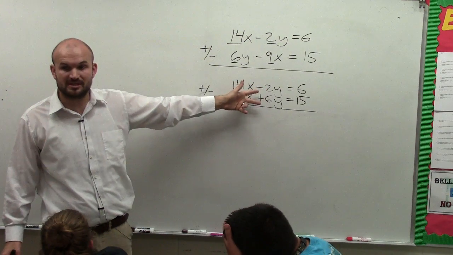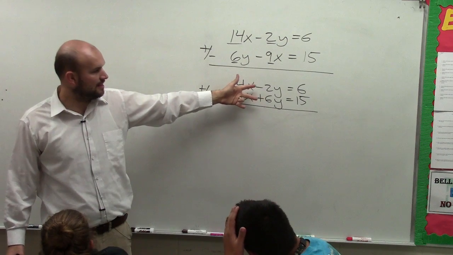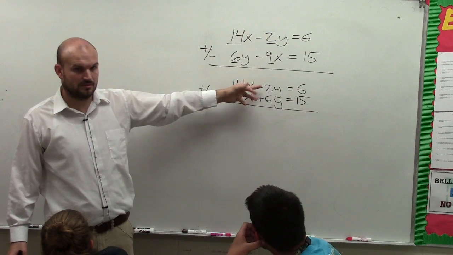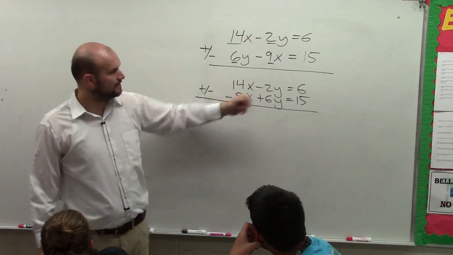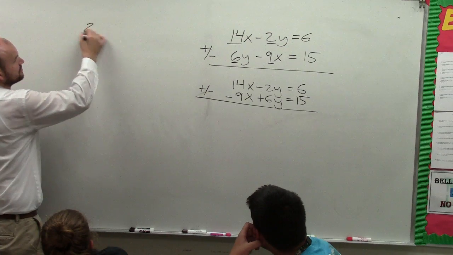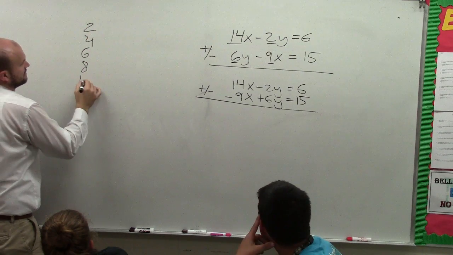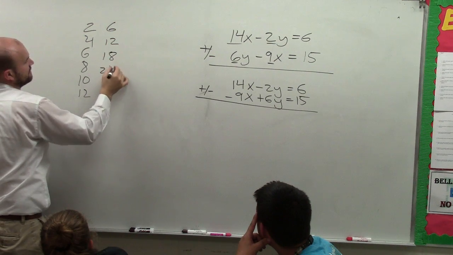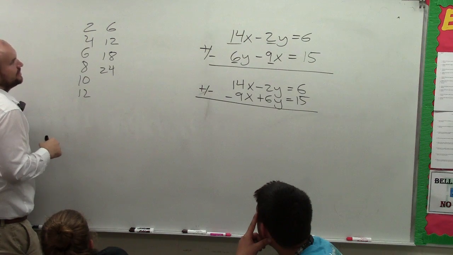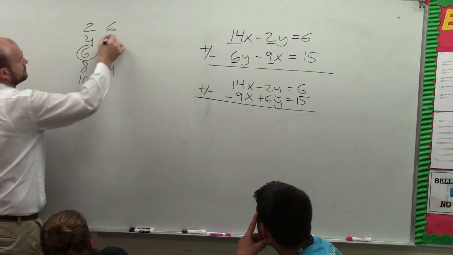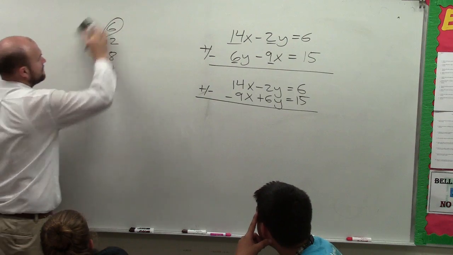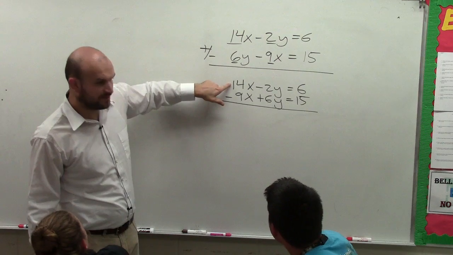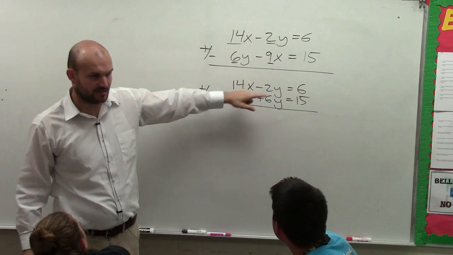And the common multiple of 2 and 6 is? 2. No, common multiple, the number they both divide into. Multiples of 2: 2, 4, 6, 8, 10, 12. Multiples of 6: 6, 12, 18, 24. What is the smallest multiple that they share? 6. OK? So then all we simply need to do for this problem is multiply our top equation by 3 to get it to be 6, right?